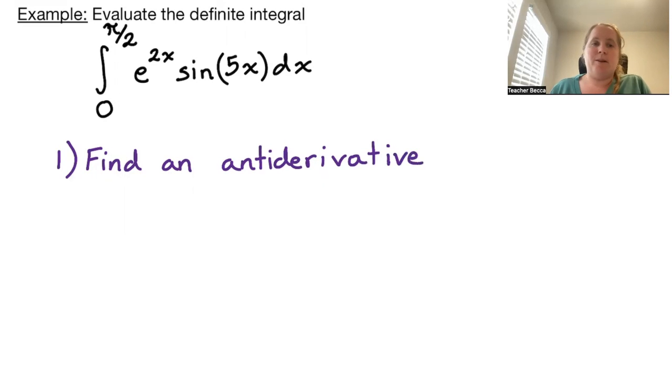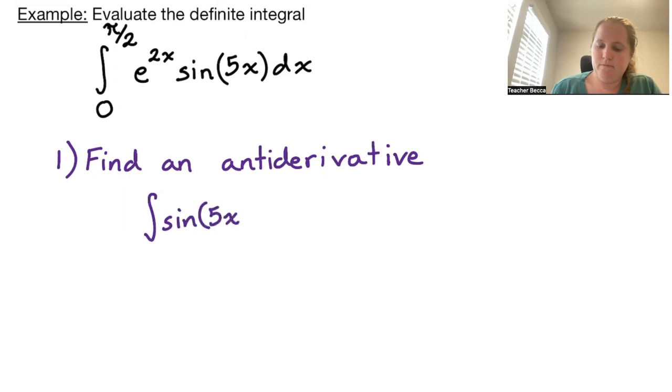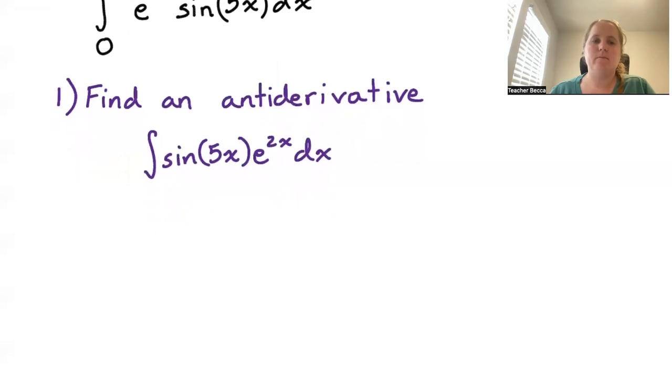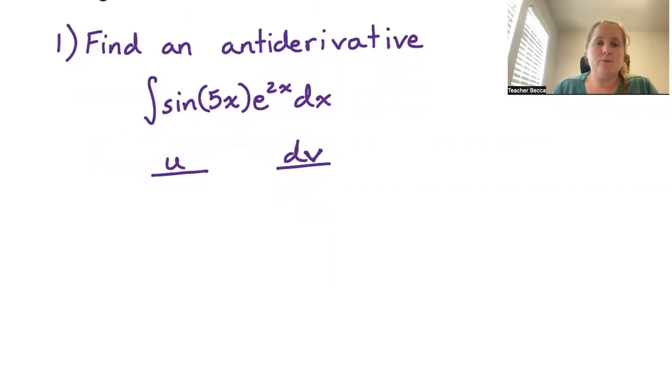Again, I'm going to swap my trig and e to the function. So I'm going to rewrite this as the integral of sine of 5x times e to the 2x dx. You can pick either sine or e to the 2x as your u. Again, I'm much less likely to make an error with the positives and negatives when it comes to differentiating sine and cosine, so I'm going to use that as my u. So we have sine of 5x is my u, e to the 2x is my dv.